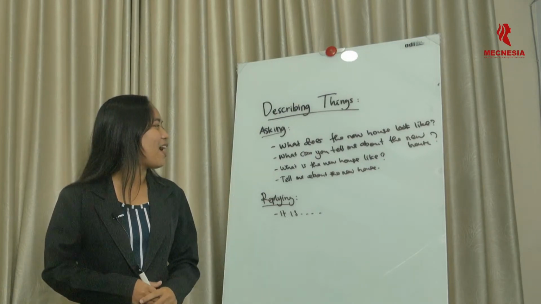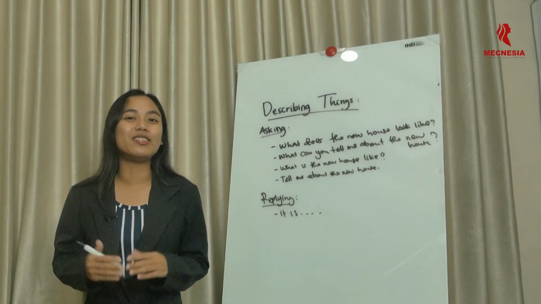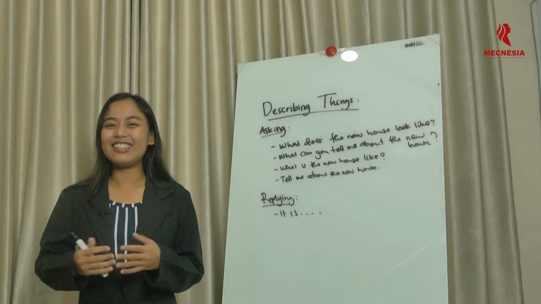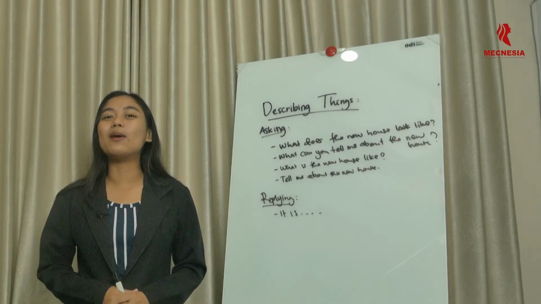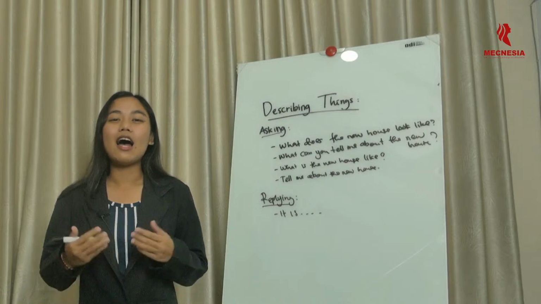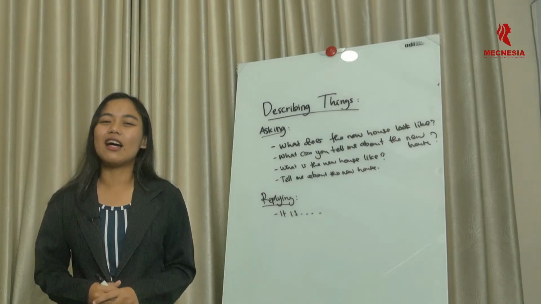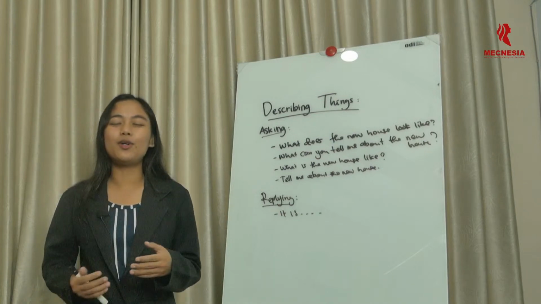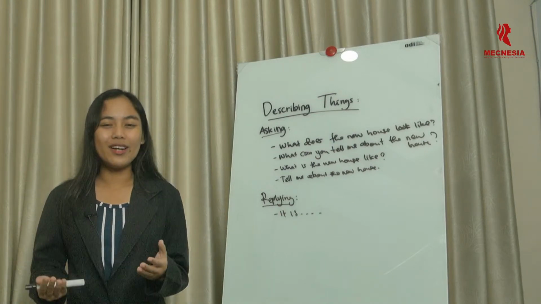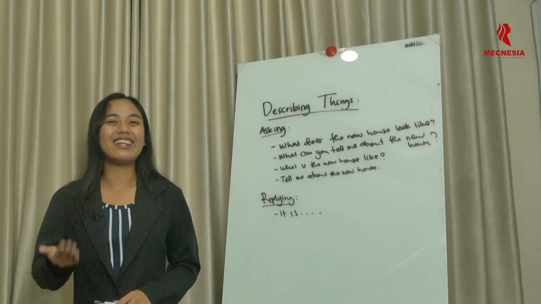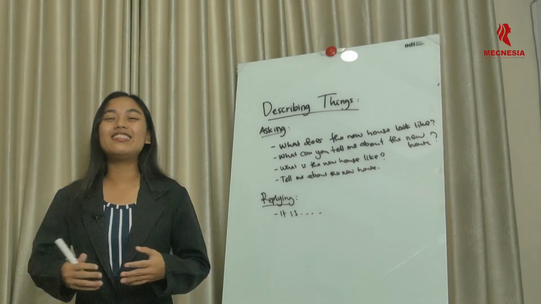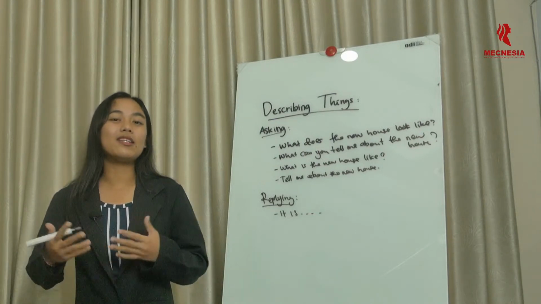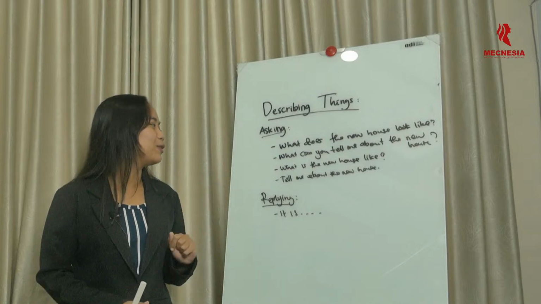Next, the second one we have, what can you tell me about the new house? Let's say it together. What can you tell me about the new house? Apa yang bisa kamu deskripsikan tentang rumah barunya? Next, we have, what is the new house like? Let's say it together. What is the new house like? Gimana sih kelihatannya rumah baru itu?